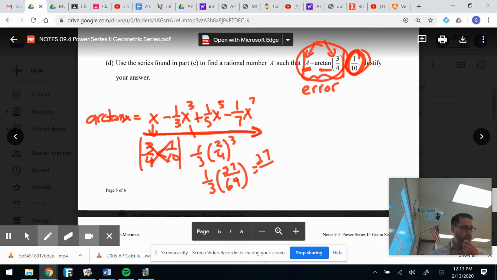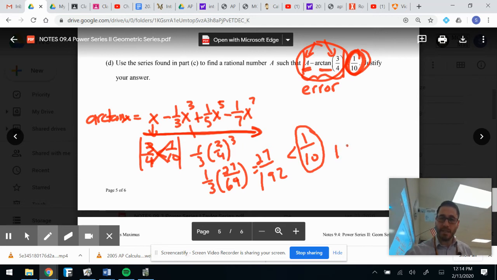I got 1/3 of that. That shouldn't be that hard. That's 192. Is that less than 1/10? Well, how could you figure that out? Let's just get a common denominator. I'm going to multiply the bottom by 19, which gives me 190, and the top by 19. Ooh, this one is still smaller.